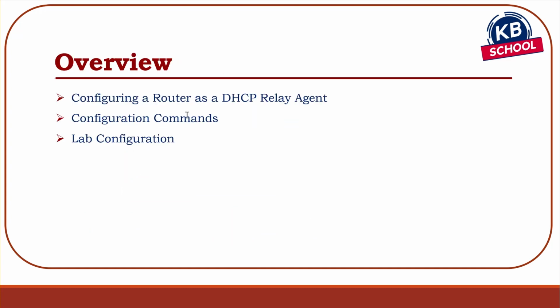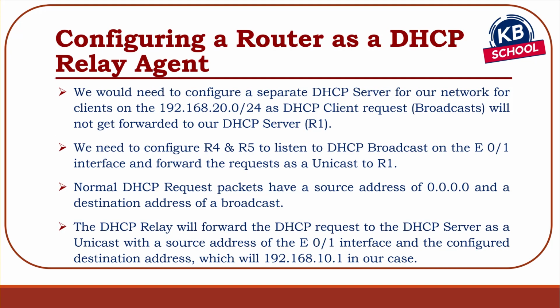The three things: configuring a router as a DHCP relay agent, some configuration commands. These two bullet items will be a review for you guys from the DHCP server lecture, and then the lab configuration itself. So why do I need to configure a router as a DHCP relay agent? Again, just to recap, DHCP clients send their discover requests as what? Broadcast. So it can only go to the local segment.